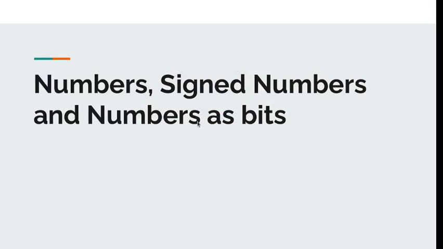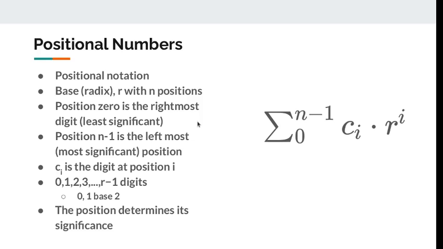Hello everybody. Today we're gonna talk a little bit about numbers and how those numbers are represented in computers. Basically, what we have is a positional notation. So we have digits in a number, and the position of a digit in the representation is important, and so usually what we have is a base, a radix r, with any positions.